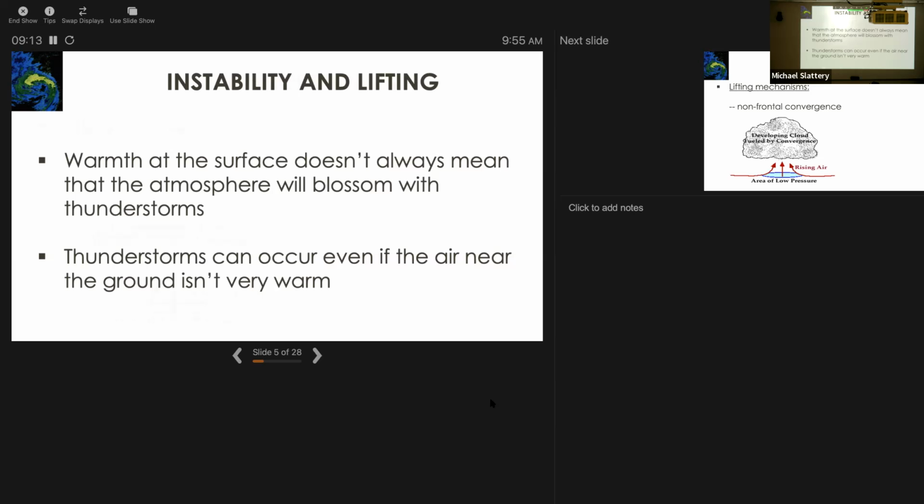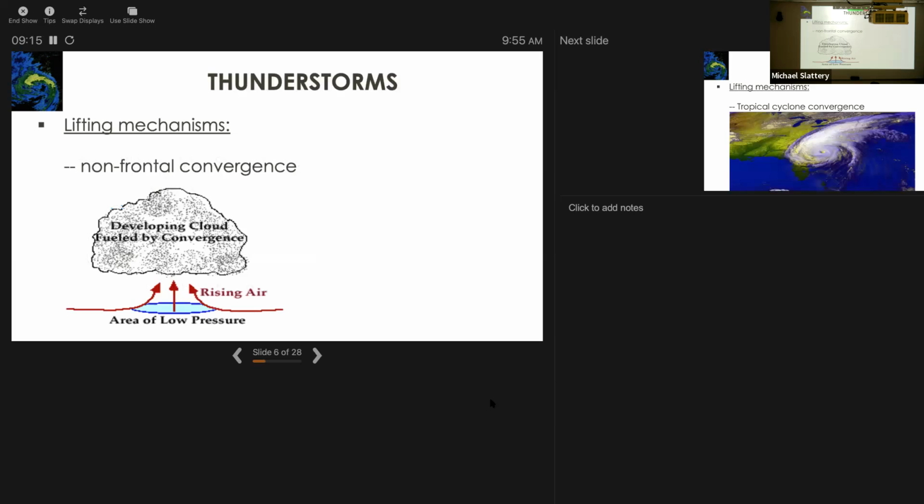All right, so what are these lifting mechanisms then? Let's talk a little bit about what these triggers are, okay? Having looked at the importance of the vertical sounding and the level of free convection, what are the lifting mechanisms? Well, the weakest lifting mechanism is what we call non-frontal convergence, okay? So that is just air coming together, no front involved. You may have a warming area.